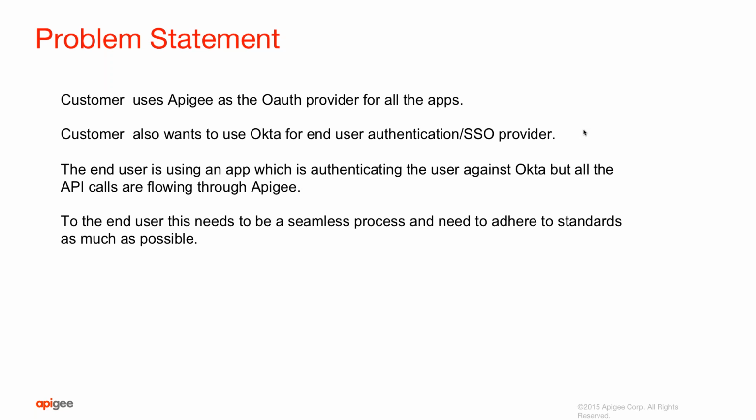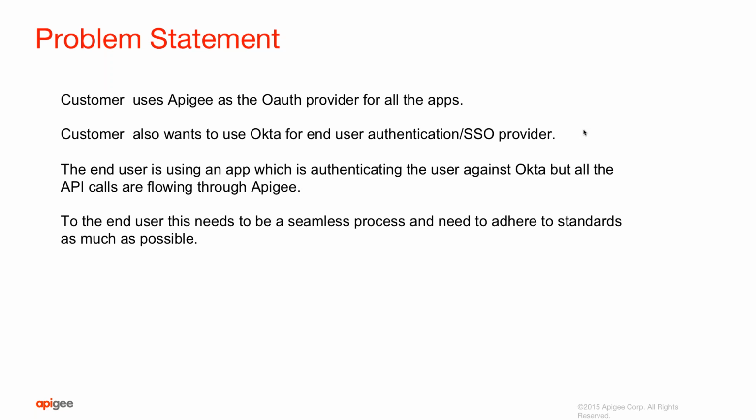In this case, the desire is also to use Okta for user authentication, right? So this is where Okta is the identity store in this example. The use case is that the end user is using an app which is trying to authenticate a user against Okta, but all the calls are essentially flowing through Apigee, and then Apigee will delegate the calls to Okta when necessary. In doing so, the desire is to have a very seamless experience from a consumption perspective and the ability to actually stick to standards as much as you can.